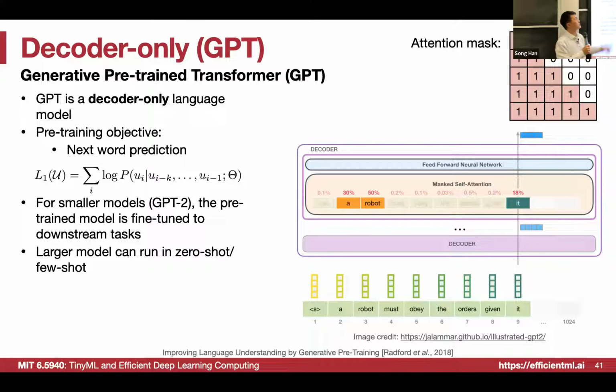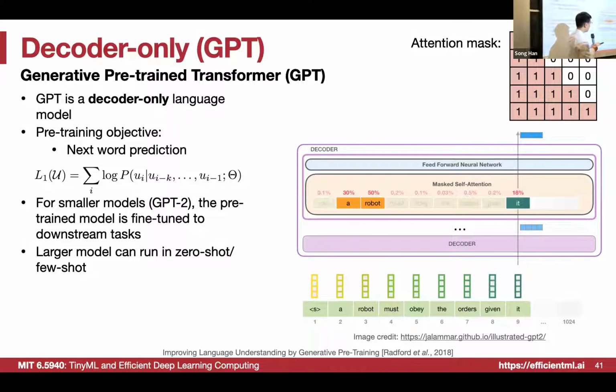The next category is the decoder-only model. Compared with the encoder-only model, you can see the attention mask is different: each word can only attend to the previous words. That's why the attention mask is only half of the previous one. A typical model is the GPT model, standing for Generative Pre-trained Transformer. So what is it generating? Given the previous words, it generates the next word. That's why it's called generative. And it's a decoder-only language model.